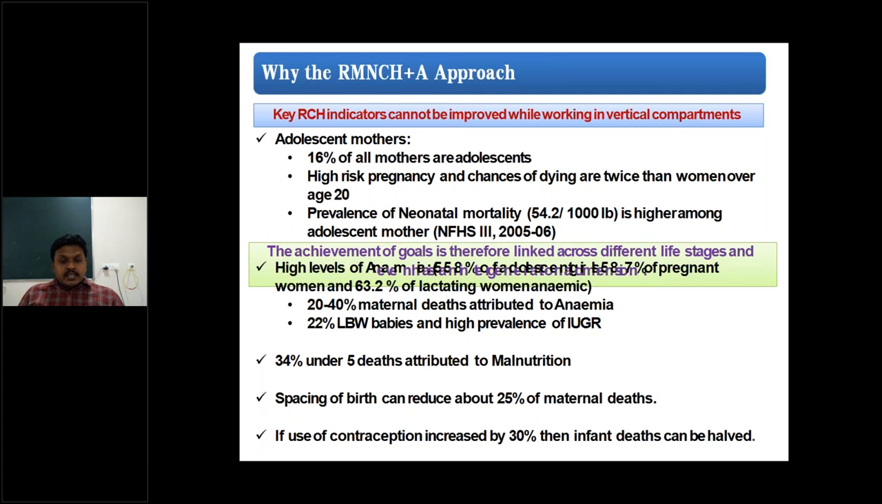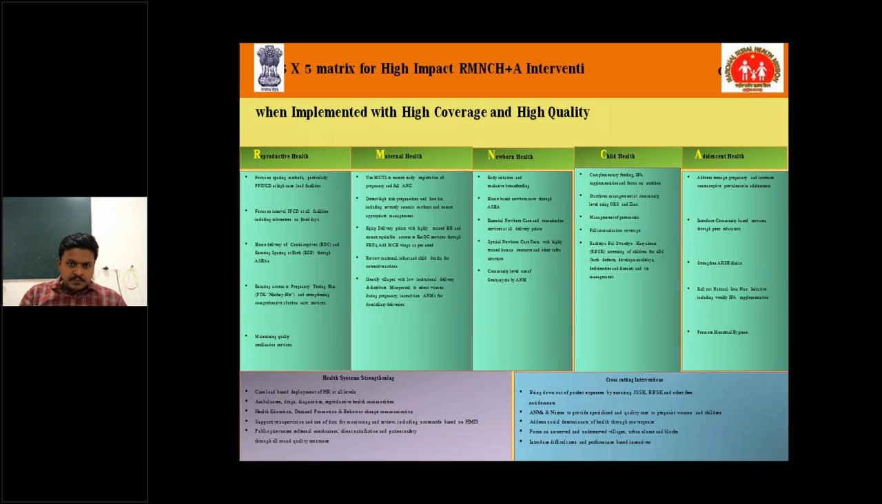So the achievement of goals is therefore linked across the different stages of life. That's what we explained, then all these things will be taken care of. This is why we have to go for the RMNCH plus A approach. So this is the 5x5 matrix of interventions.